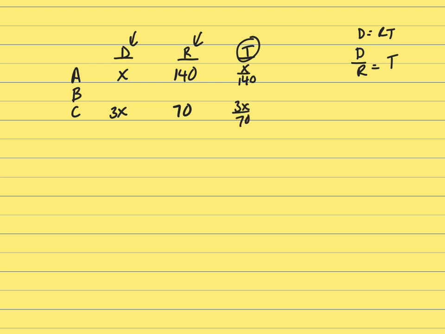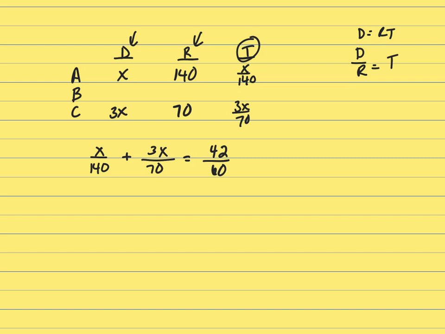And then they tell us that it took a total of 42 minutes for the car to travel both segments A and C. So if you add up x over 140, and that's kilometers per hour, plus 3x over 70 kilometers per hour, it's going to have to give me the total time, and the total time is 42 minutes. But you need to make that in terms of hours, so your units are the same. So 42 over 60.